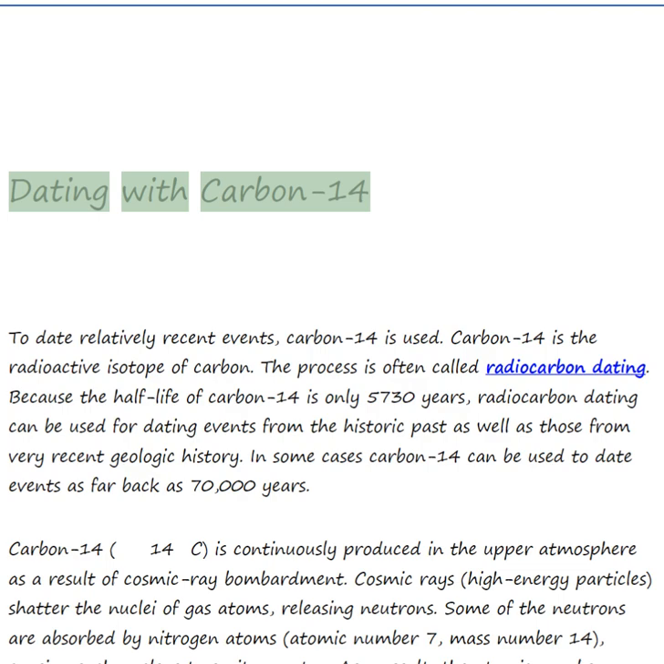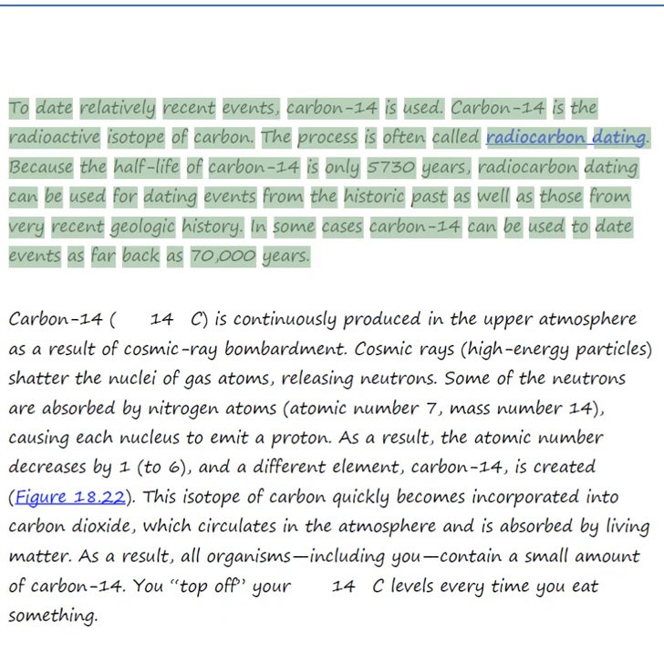Dating with carbon-14. To date relatively recent events, carbon-14 is used. Carbon-14 is the radioactive isotope of carbon. The process is often called radiocarbon dating. Because the half-life of carbon-14 is only 5,730 years, radiocarbon dating can be used for dating events from the historic past as well as those from very recent geologic history. In some cases, carbon-14 can be used to date events as far back as 70,000 years.